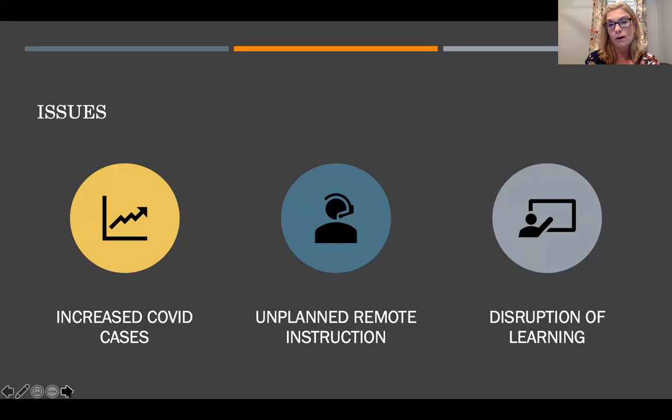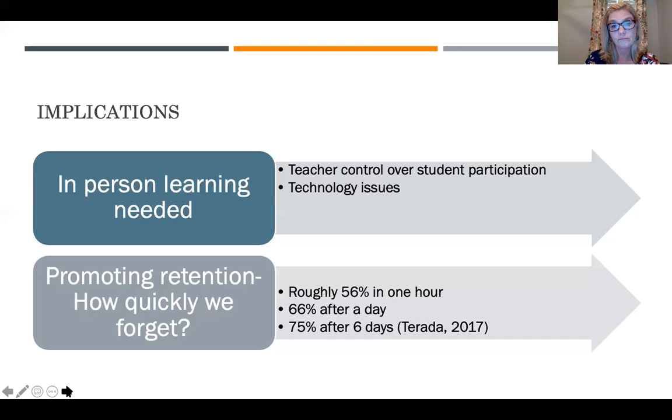Like I said before, the assessment results were a little bit lower than what I'm used to on a typical school week where we've been able to be in class in person and have in-person instruction. So what were the implications from those results?